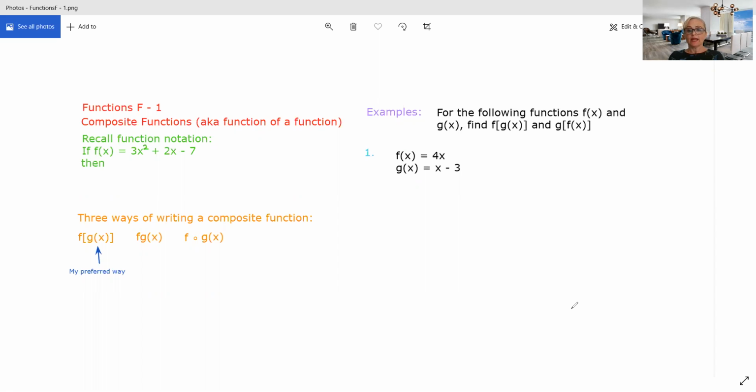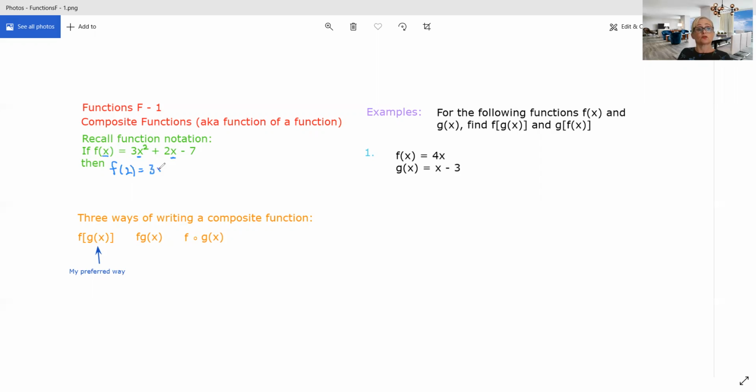We're now ready to learn about composite functions, otherwise thought of as a function of a function. This is where function notation and an understanding of that is very, very important. Just recall from a couple of videos back where we learned about function notation, we learned that if we have something written in the form of f of x equals 3x squared plus 2x minus 7, that means whatever you have in the brackets here, so if you had f of 2, that means you're going to sub that in wherever you see an x.